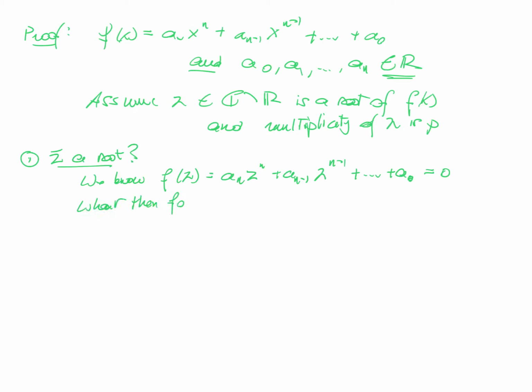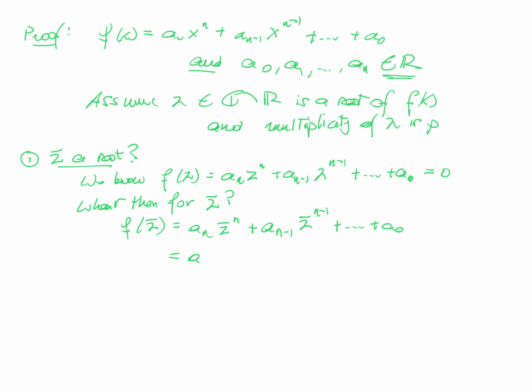What then for the conjugate? So look at f of z conjugate. f of z conjugate is a_n z conjugate to the power n plus a_(n-1) z conjugate to the power n minus 1 and so on. We then just apply calculation rules for complex numbers. We saw that the power of a conjugate is the same as the conjugate of the power.